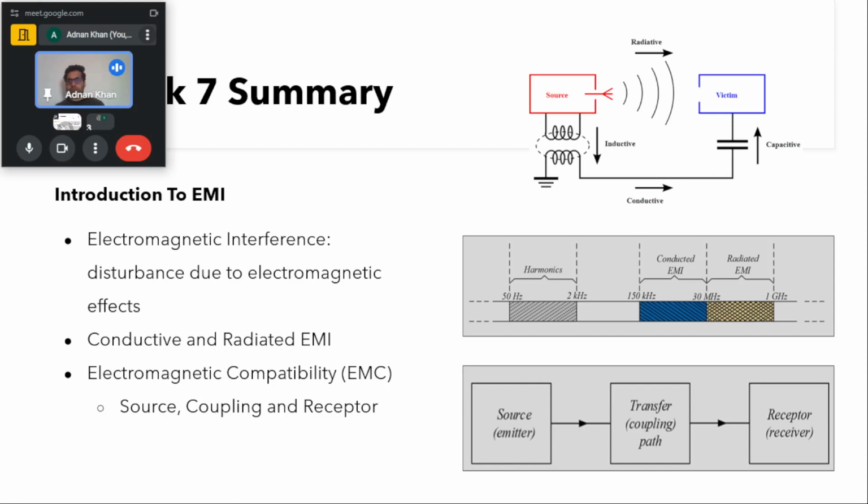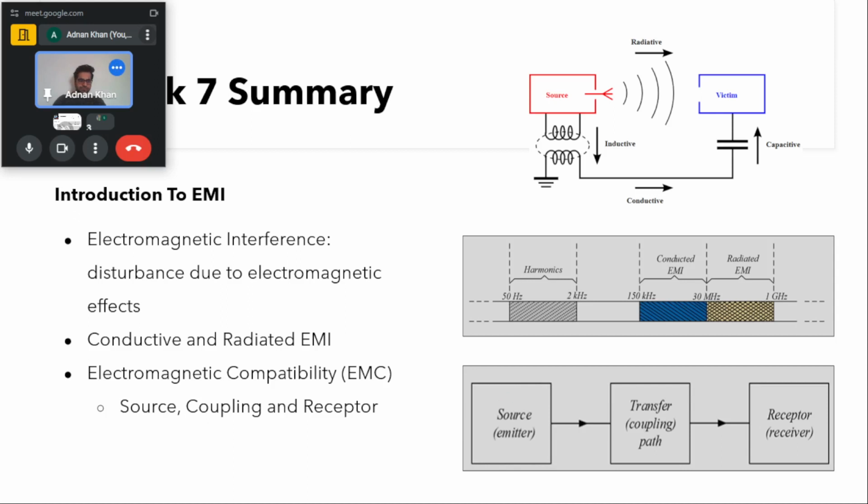So this was about the electromagnetic interference due to electromagnetic effects, like inductive and capacitive, and how these are generated we will see. There are two types: conductive and radiative. In the conductive type, we have a physical connection through which these get propagated and affect the operation of either the part or the converter.